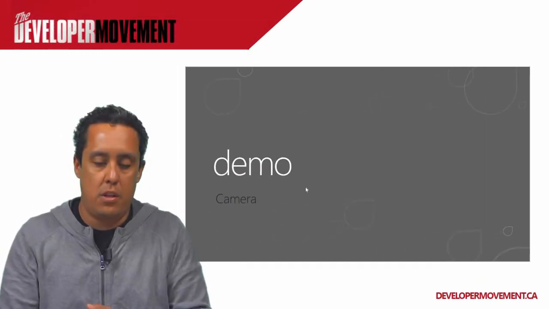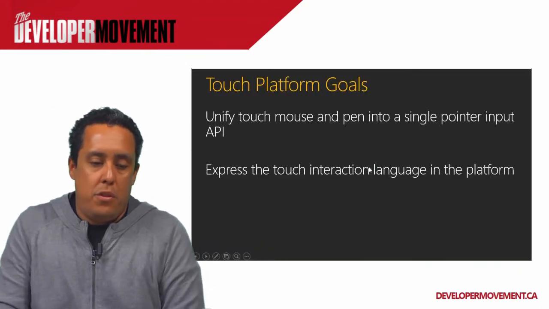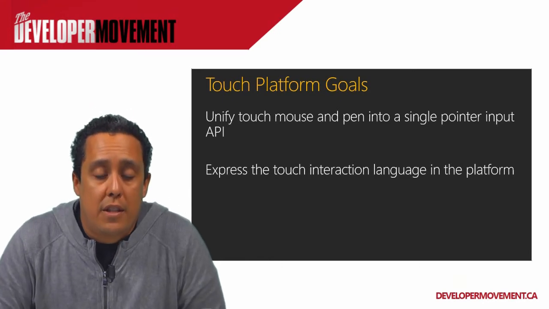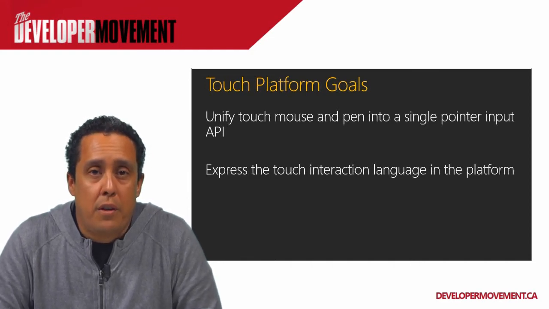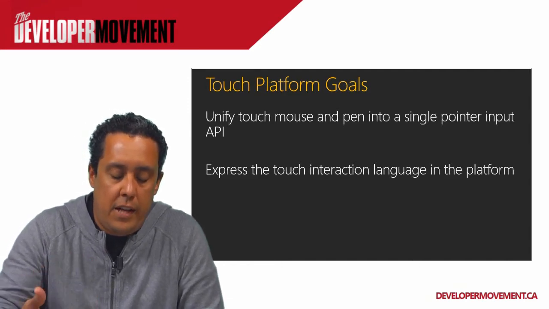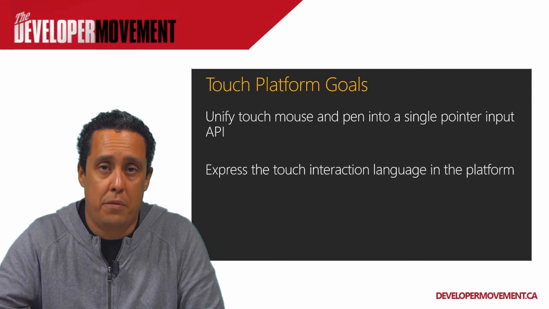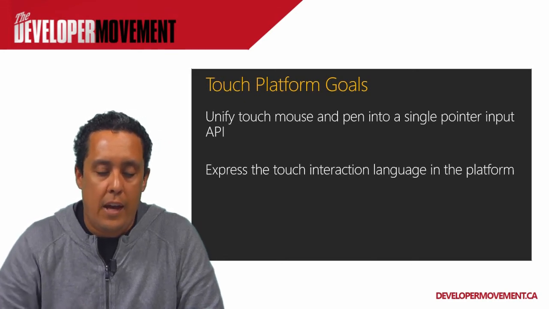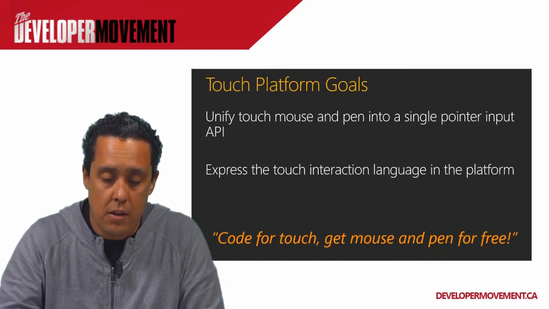If you want to use a camera capture API, you could use a media element. So, touch platform. Windows 8 was designed to be a touch-first environment. So what Microsoft has done is they've unified the touch, the mouse, and the pen into a single pointer API. This allows you as a developer to more easily develop your code, so you don't have to figure out if it's a mouse or a pen or a person using their finger. And if you code for touch first, you get mouse and pen for free, which is great.